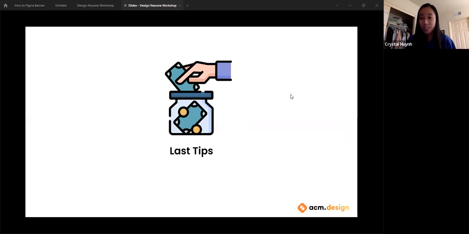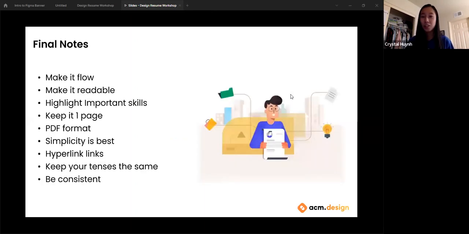Okay, last tips. So final notes, make it flow, make it readable for the recruiter. Make sure you highlight important skills that you are able to present. Highlight them either on the skills section or in the bullet points that you're writing.